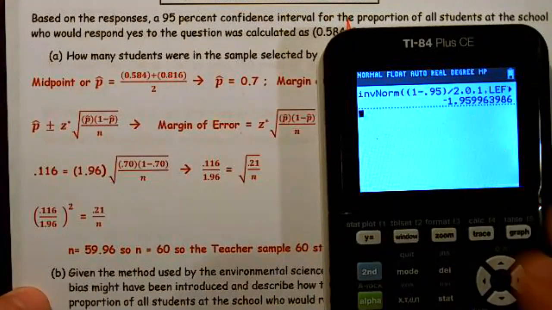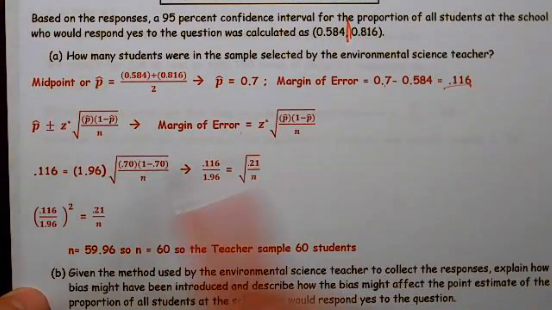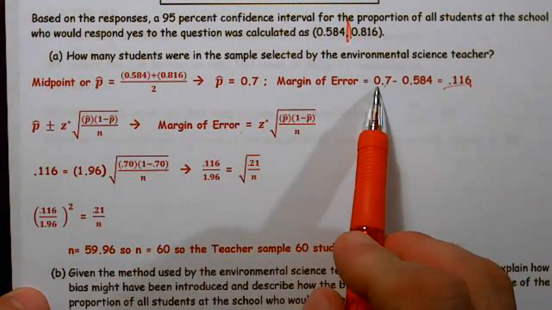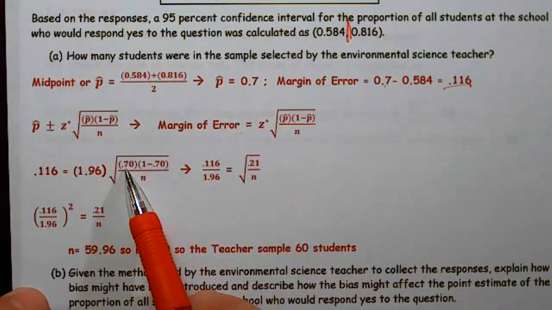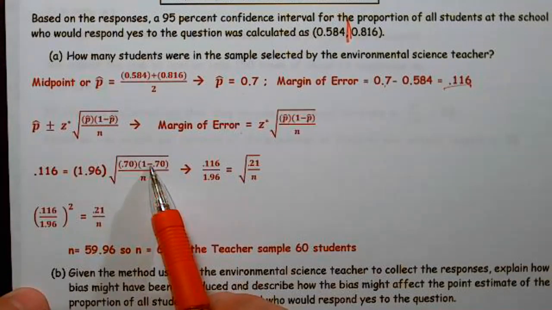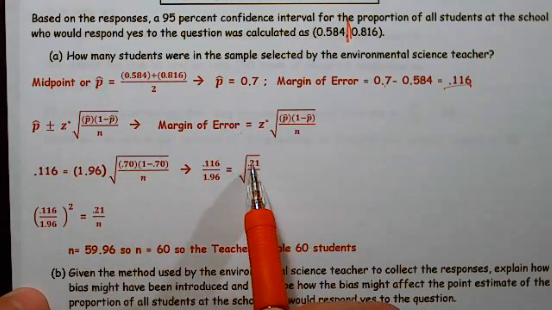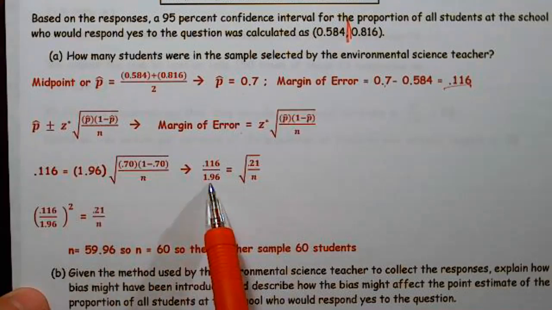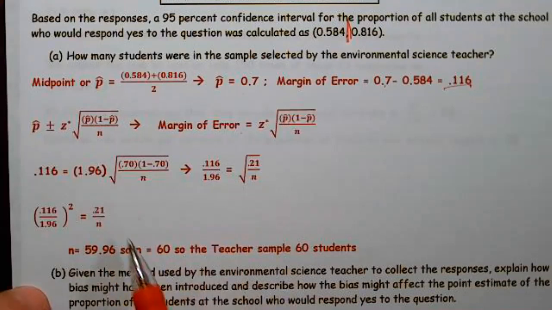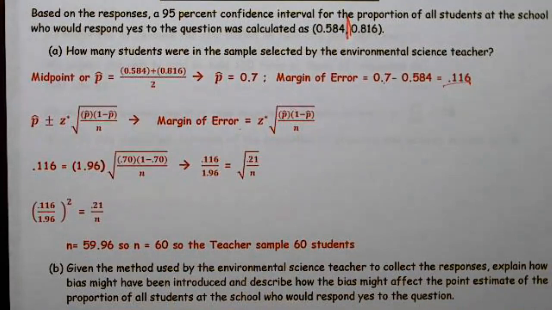And we get the 1.96, so that's where that came from. My margin of error with p hat is 0.7, so 0.7, then 1 minus 0.7. That multiplies together to get 0.21, and I divided both sides by 1.96. Once I square it and solve, I find 59.96. So basically, Mrs. Long took a sample of 60 students.